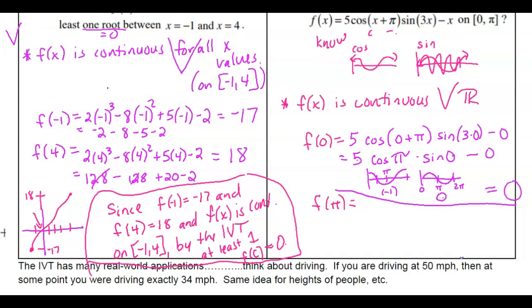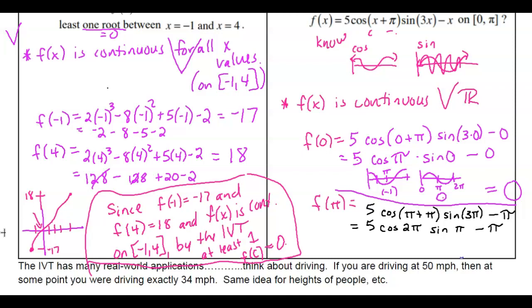I would get 5 times the cosine of pi plus pi times sine of 3 times pi minus pi. So 5 cosine of 2 pi. Now, sine of 3 pi, remember, every 2 pi it repeats. So that's really just the sine of 1 pi because we want to subtract 2 pi off of that. All right, we're going to use our waves.